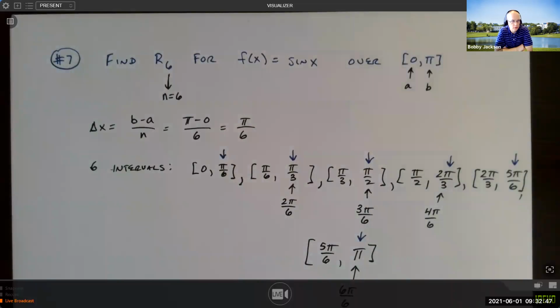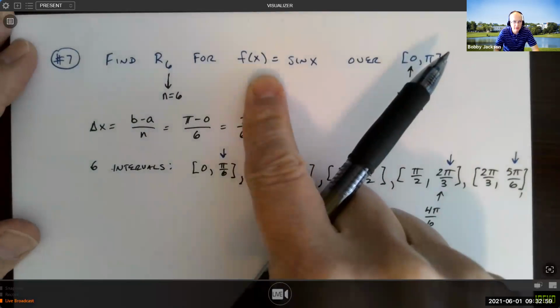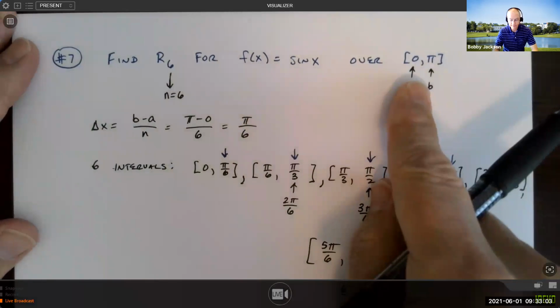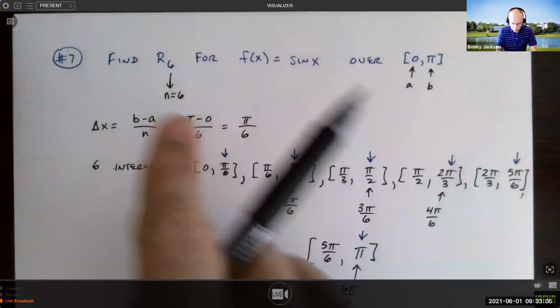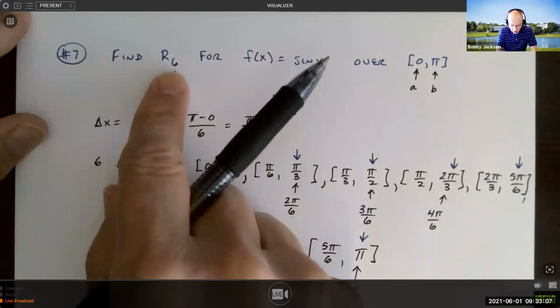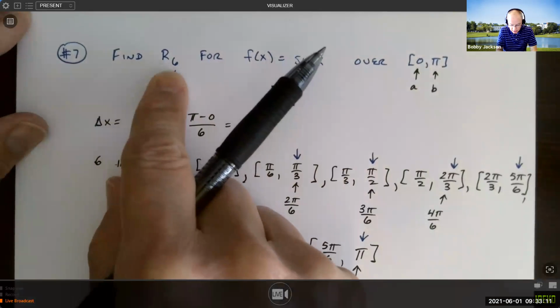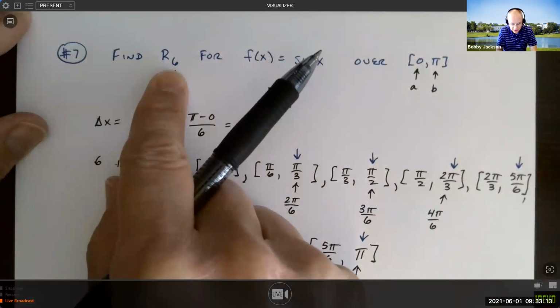Okay, let's go over number 7 from the non-textbook homework. This is approximating the area under the curve of the function f of x equals sine of x over the interval from 0 to pi. And we're estimating with this R6. Now, what is that? The R stands for using the right-hand endpoints. Subscript 6 means we have 6 subintervals.